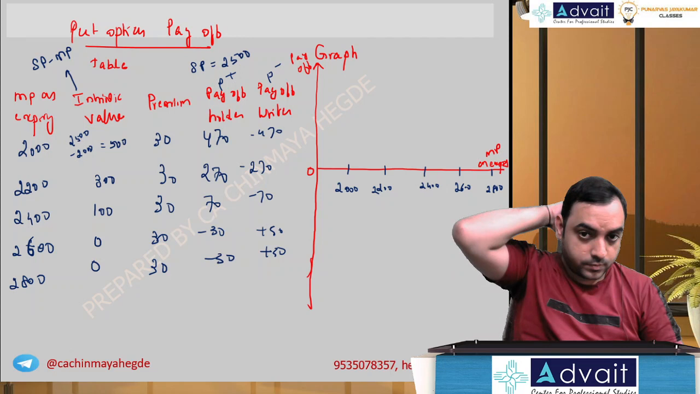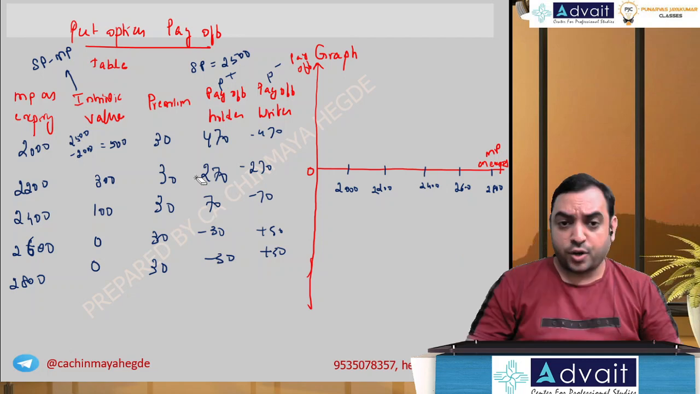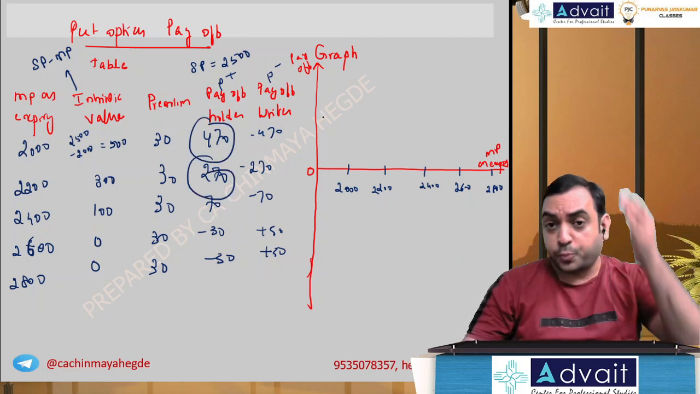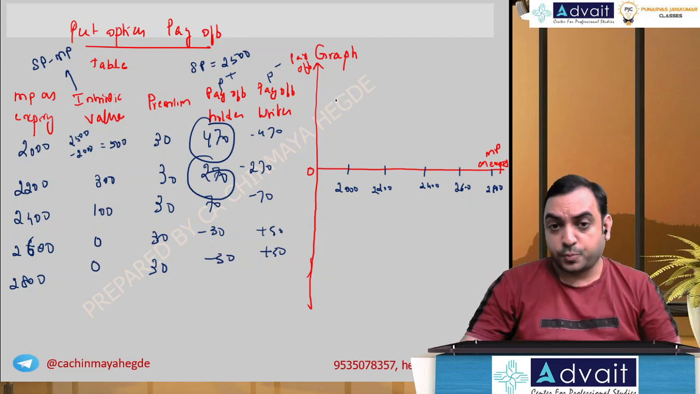Okay. Now, what does the put option holder look like? Initially, he had a profit of 470, then 270. So profit is coming down. So profit will come down. You can say here, then here. So profit will come down.